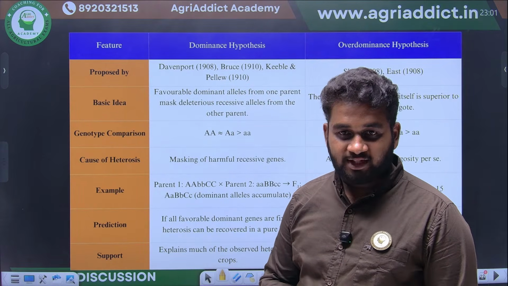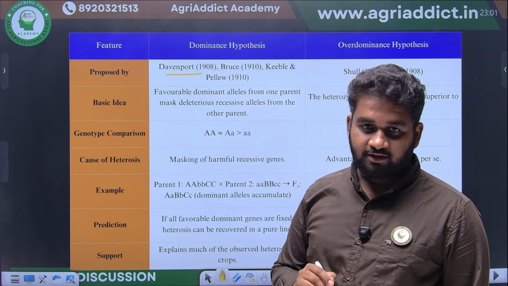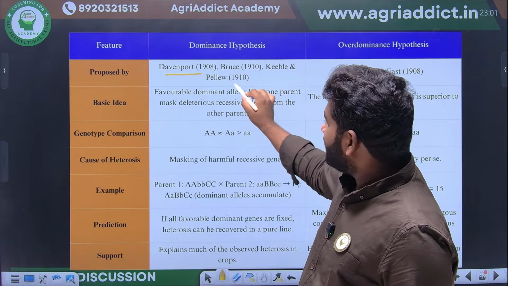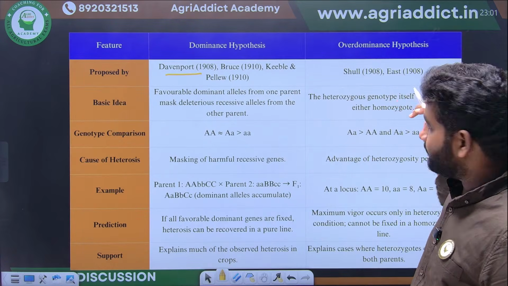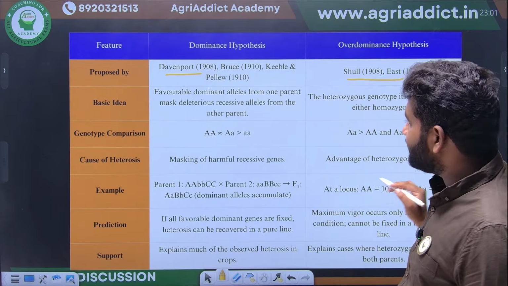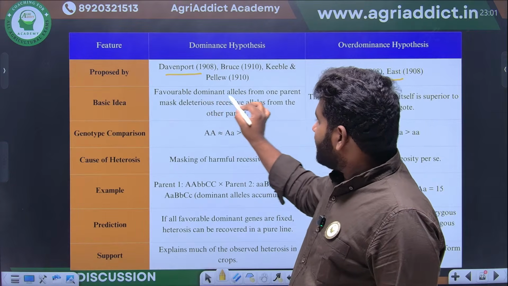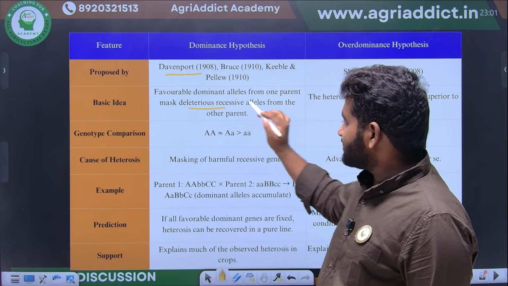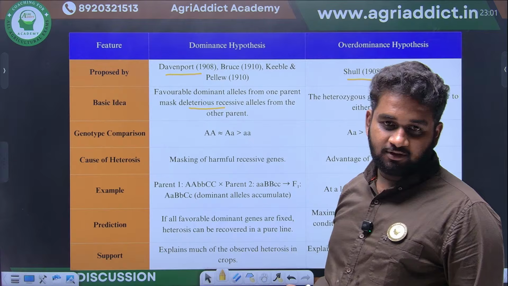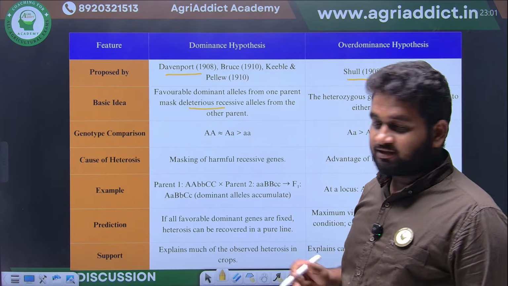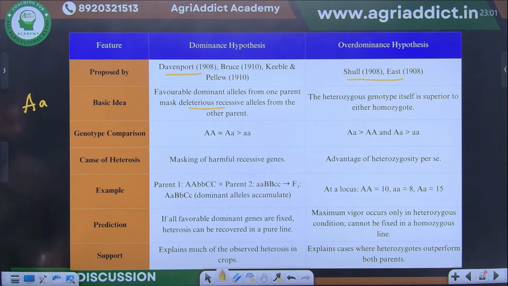hypotheses: the dominance hypothesis and the over-dominance hypothesis. The dominance hypothesis was proposed by Davenport in 1908, and it was explained and elaborated by Bruce, Keeble and Pellew. You should keep in mind that Davenport gave this particular hypothesis, and the over-dominance hypothesis is by Shull and East. What is the basic idea behind these two hypotheses? Favorable dominant alleles from one parent mask the deleterious recessive alleles from the other parent. The heterosis is due to the masking effect of the recessive allele, not due to heterozygosity. It is due to the masking of this particular allele by the dominant allele.